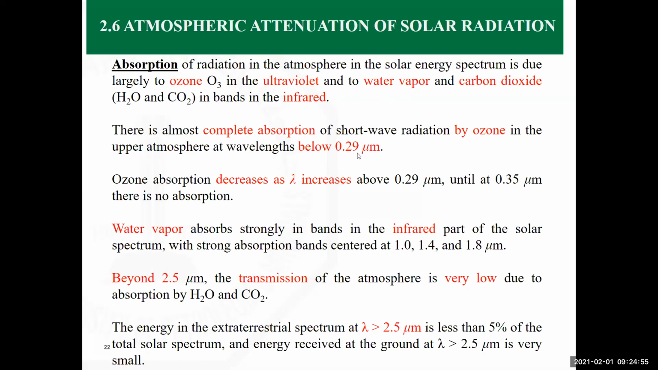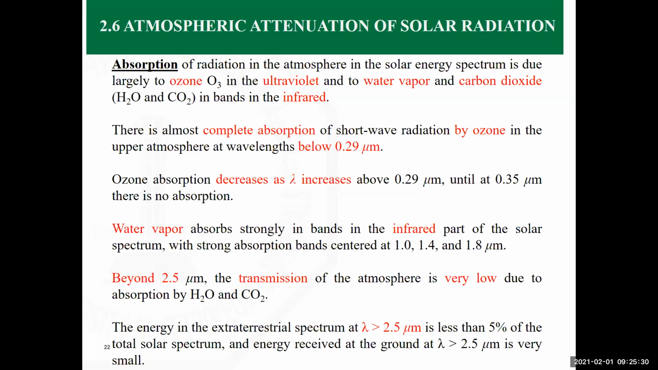And that's probably why we were hearing a lot about the issue of the ozone layer, or the ozone hole, which is a place in the atmosphere that is not filled by ozone, and this is how the ultraviolet is escaping and reaching the atmosphere. This is not a useful kind of radiation. So the ozone absorption decreases as the wavelength increases above 0.29 micrometer until 0.35 micrometer, where there's no absorption.